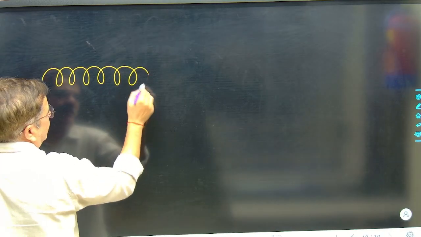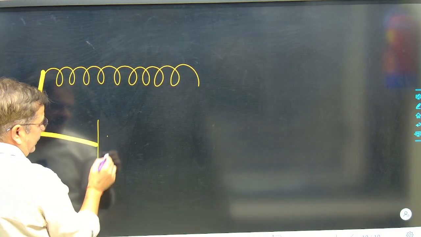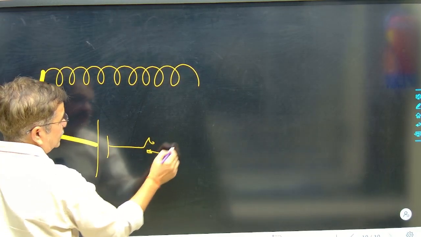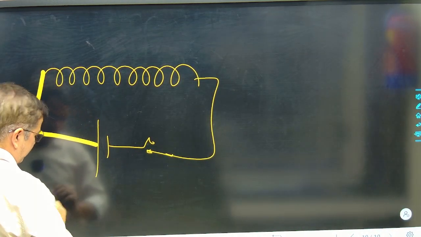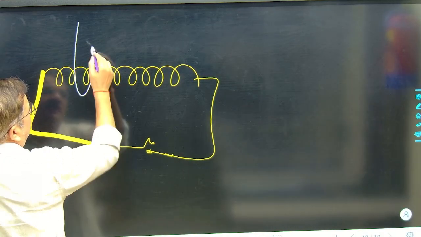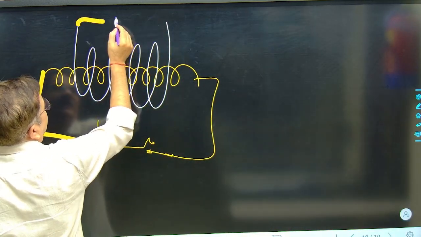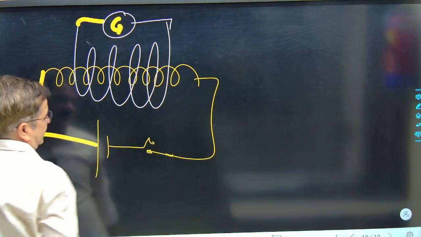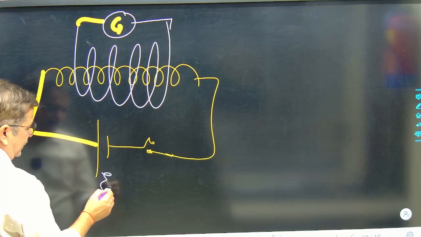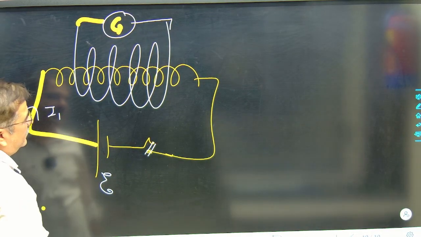The first solenoid coil is this. It is attached to a battery E, and this is a switch arrangement here. In the vicinity of this, I will put a second coil, with only a galvanometer and no battery. If I press the switch, current I1 flows.